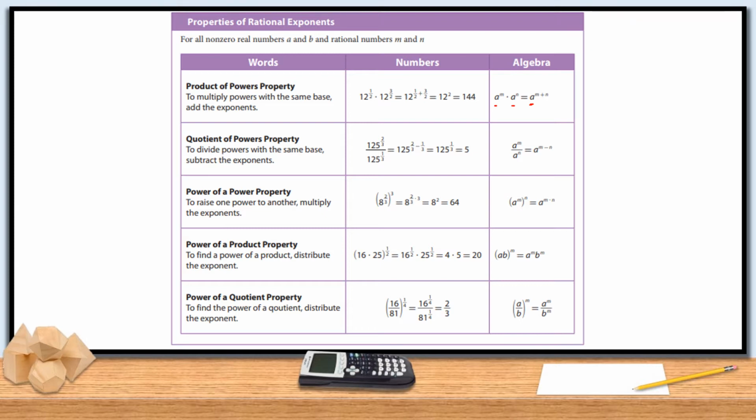The quotient property has the same setup, the same base number, but this time they're divided. Instead of adding the exponents, you would subtract the denominator exponent from the numerator exponent. So a to the power of m divided by a to the power of n results in a to the power of m minus n. So you would subtract them.